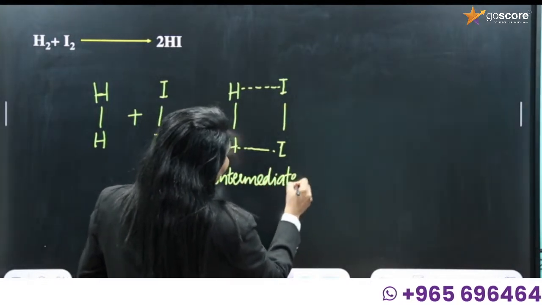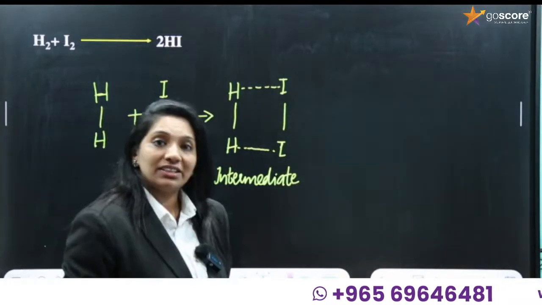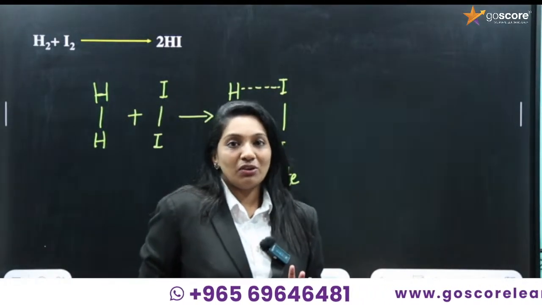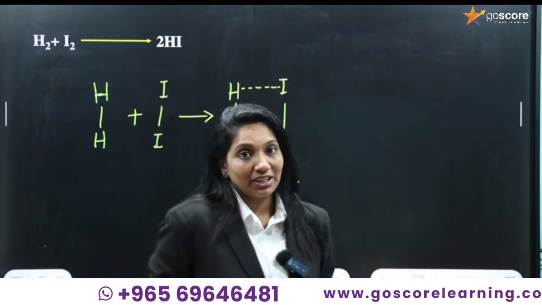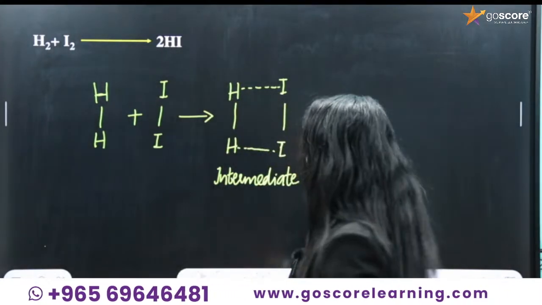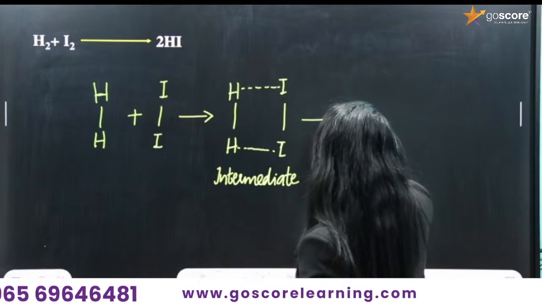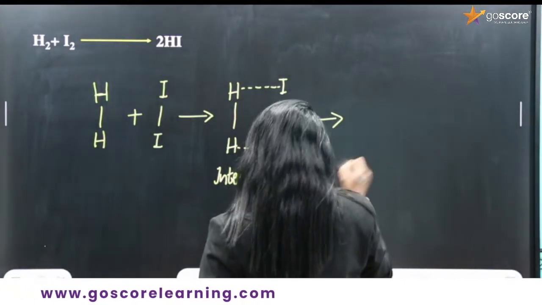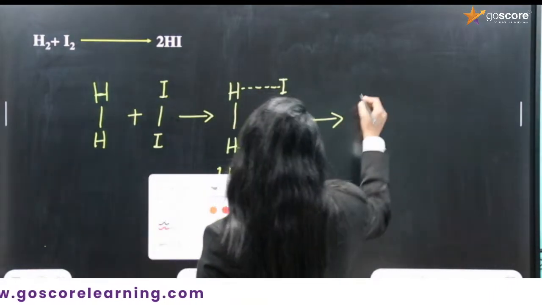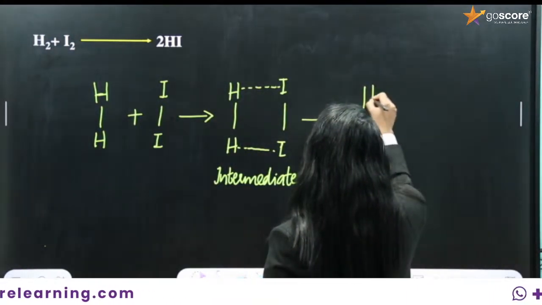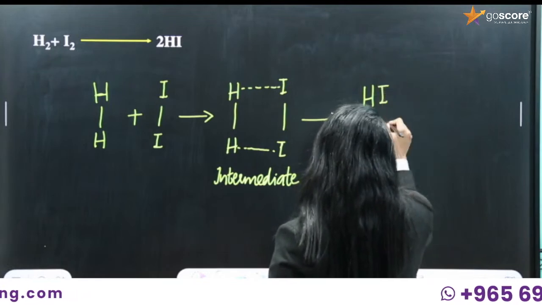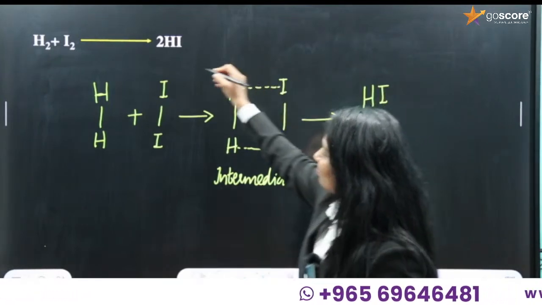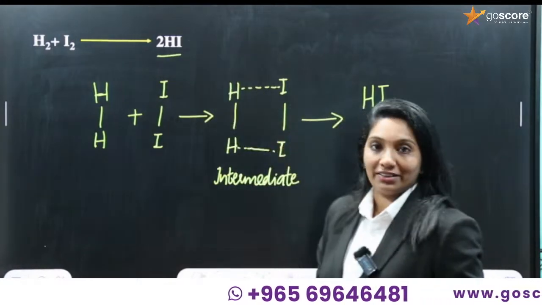Okay? Intermediate or activated complex. This intermediate is very unstable, so it will suddenly break down to give the product. Okay, so it will be breaking down to give hydrogen iodide plus hydrogen iodide. This is what we represent here, 2 hydrogen iodide.